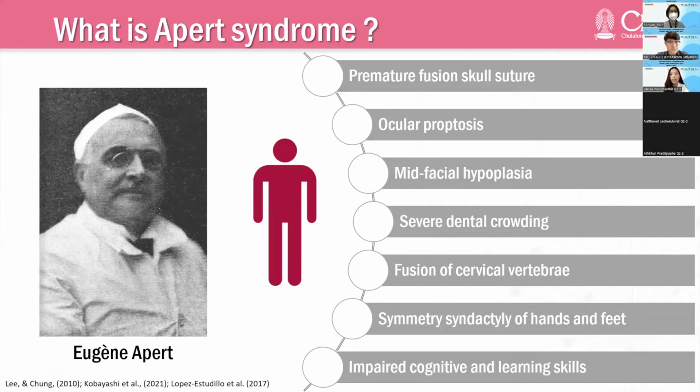The patients with AS are characterized by premature fusion of one or more scalp sutures, mainly at the coronal sutures, ocular proptosis, mid-facial hypoplasia, severe dental crowding or possibly missing teeth, fusion of cervical vertebrae, which mostly happens at C5 to C6, symmetrical syndactyly of hands and feet, which means fused fingers and toes, and impaired cognitive and learning skills are also present in some cases.